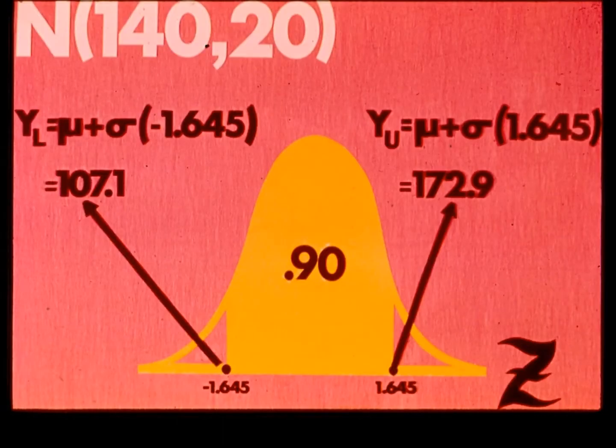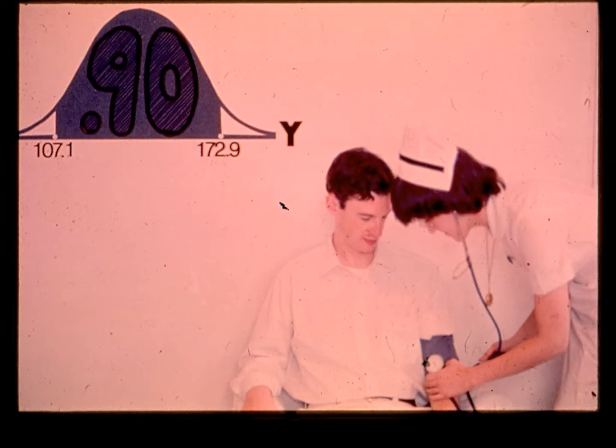Converting these values of z to y using the correct parameters, mu equal to 140 and sigma equal to 20, we get a lower limit of 107.1 and an upper limit of 172.9. Thus, 90% of the blood pressures of this population are between 107.1 and 172.9. Persons with blood pressures outside these limits may possibly be considered for further clinical examinations.